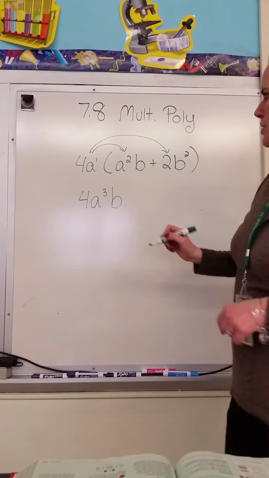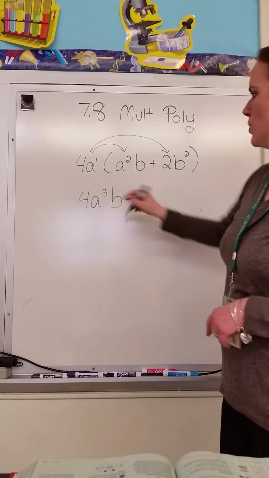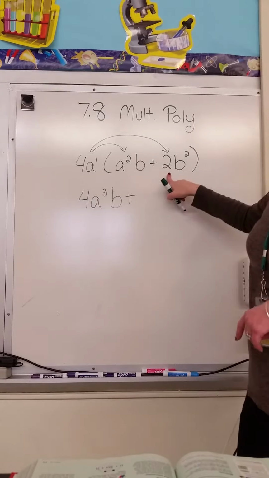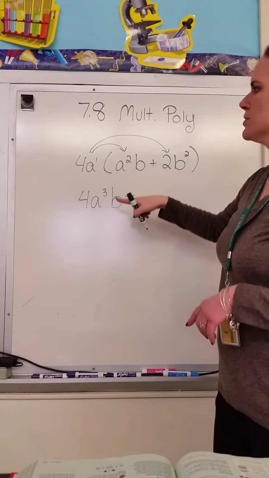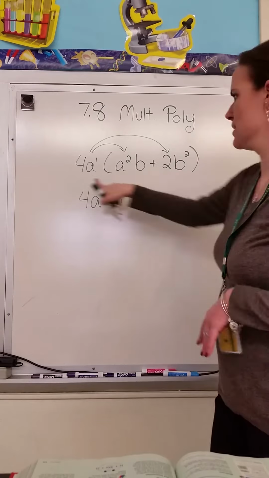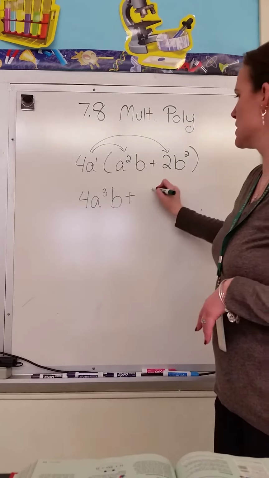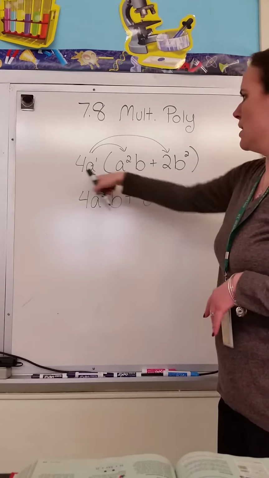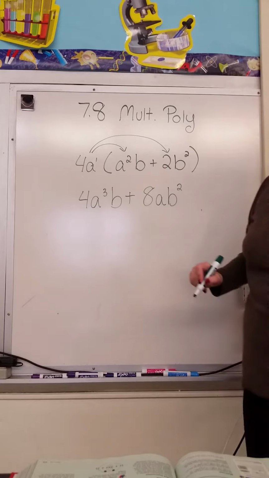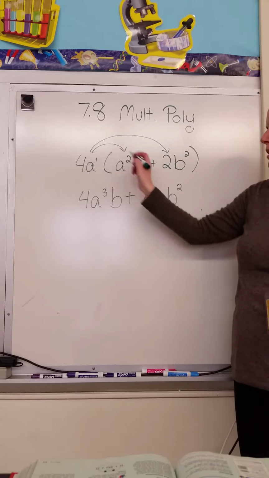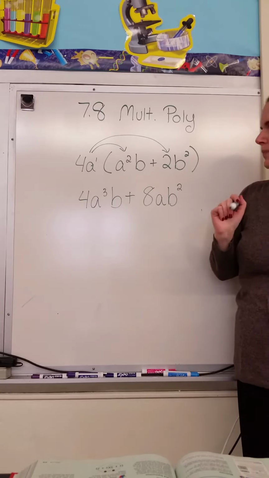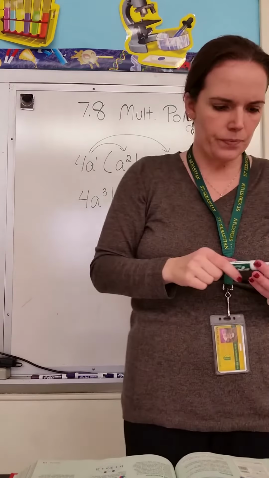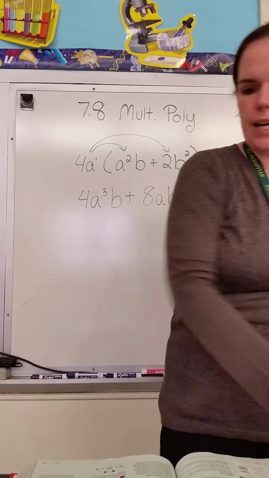And then you're going to do the same thing, where you take this 4a to the 1 and multiply it times this. So 4 times 2 is going to give you 8. You have your a, and you have your b squared. So that's how you would do a monomial and a binomial. I'll do one more quick example of that.